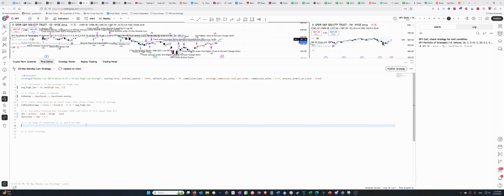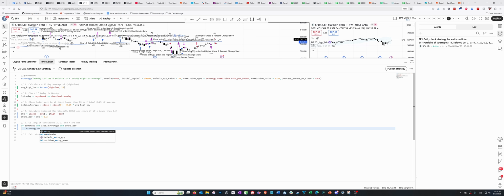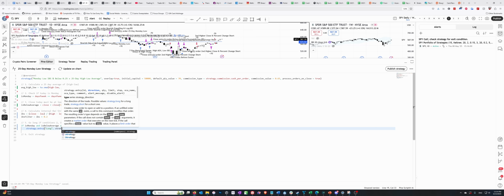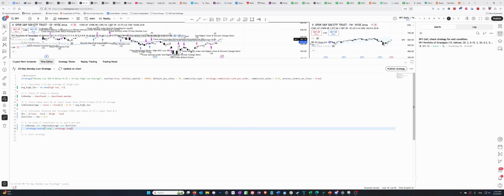So first, it has to be Monday, and it has to be below the average, and the IBS filter also has to work. So all of these have to be true. So in the bottom 20% of the bar's range, then we just do strategy.entry. I'm just going to call this long, and then strategy.long for the direction.